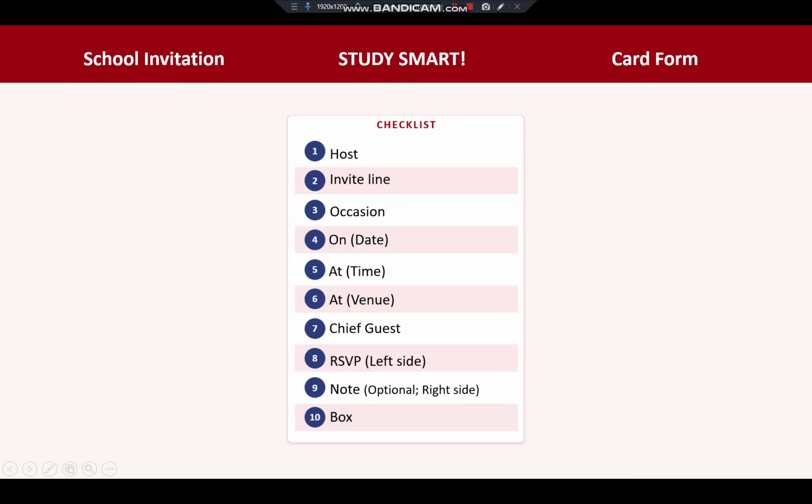Today I have taken the school invitation card form. This is the checklist which has 10 points. Why have I taken 10 points? So that we remember, because the word invitation has 10 letters. From its 10 letters I have taken 10 points, so that we don't forget how many points are in which checklist. For notice, I took 6 points because the word notice has 6 letters. Similarly, the word invitation has 10 letters, so I have taken 10 points. Quickly, we will go through these 10 points.